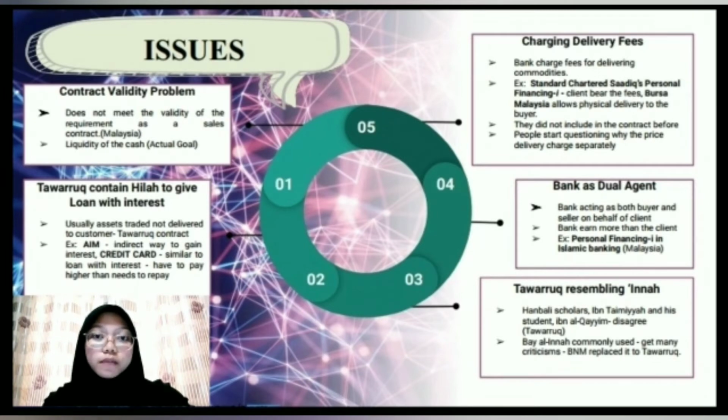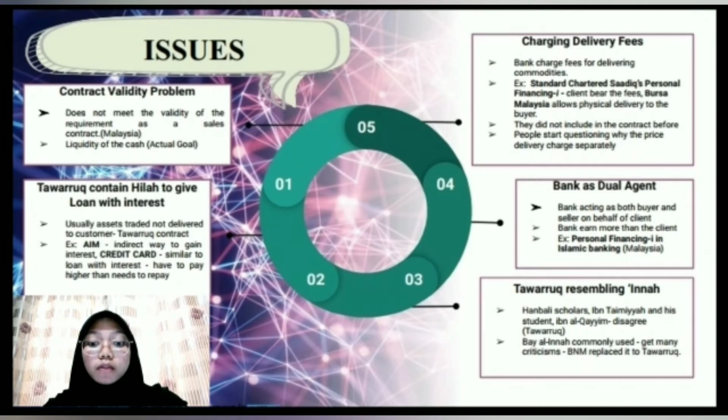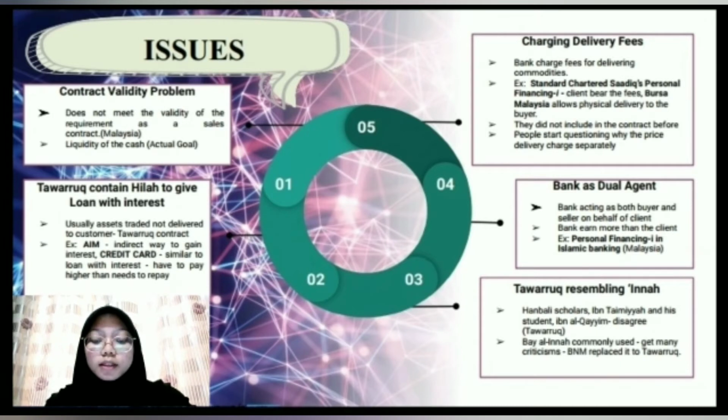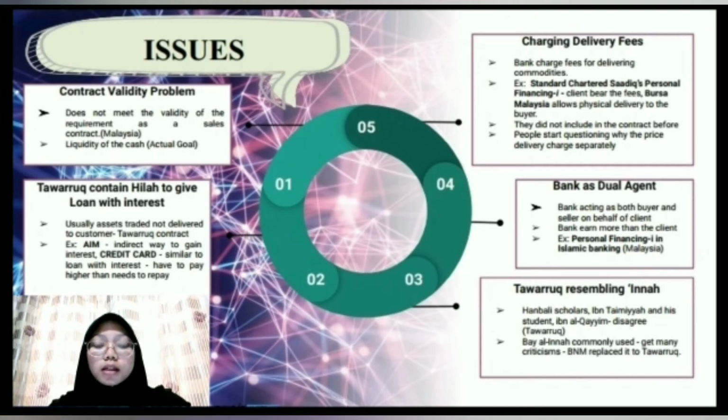I will explain about the issues in the application of Tawarruq in Malaysia. There are 5 issues. First, the contract validity problem. In the Sharia perspective, a sales contract must be valid in form and purpose. However, in Malaysia, it does not meet the validity requirements. The bank's actual goal is only the liquidity of cash. Second, Tawarruq contains hilah to give a loan with interest. In this issue, usually the assets traded are not delivered to the customer. For example, Amanah Ikhtiar Malaysia and credit card. It is similar to a loan with interest, where in both of these examples, the customer has to repay more than needed.